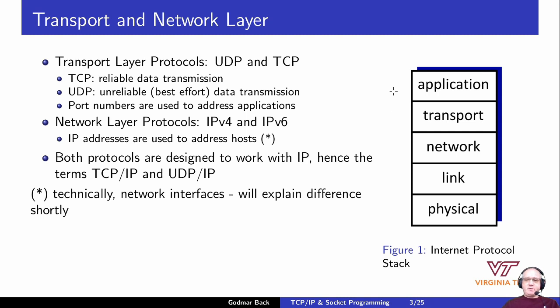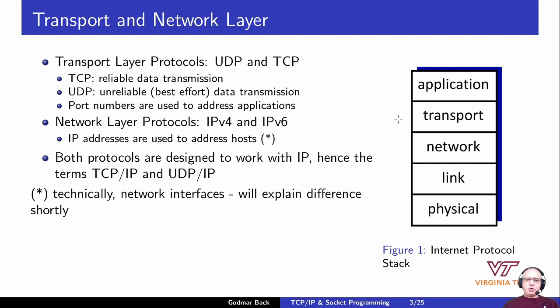Here I am showing the 5-layer Internet Protocol stack, application all the way down to physical layer, and we will be looking specifically at the transport and network layer. At the transport layer, the two dominant protocols, UDP and TCP. TCP provides reliable data transmission. UDP provides unreliable or best effort data transmission. Here, port numbers are used to address applications that may make use of this transport layer. Now, the network layer, this is where IP version 4 or IP version 6 is being used. This is where different hosts are being addressed through IP addresses.